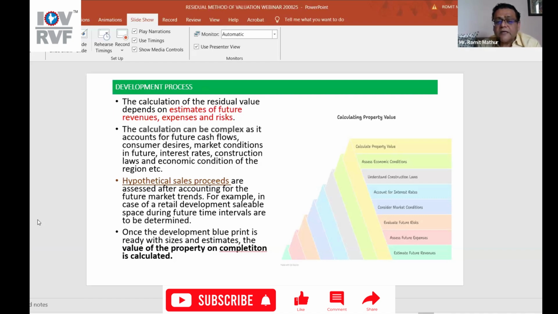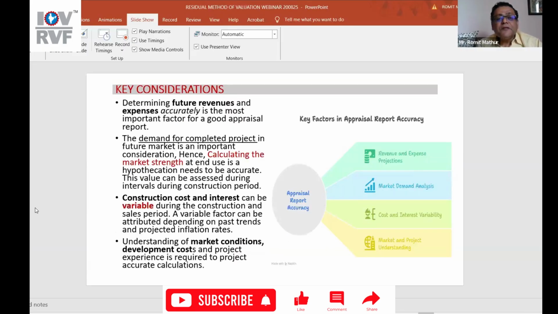Once the development blueprint is ready and sizes and estimates are known, the value of completion is calculated. So once the designs are ready, once he knows the configuration, and once he is able to assess what his completed project will be, then cost, market, and income approach, all three can get incorporated to create this method.